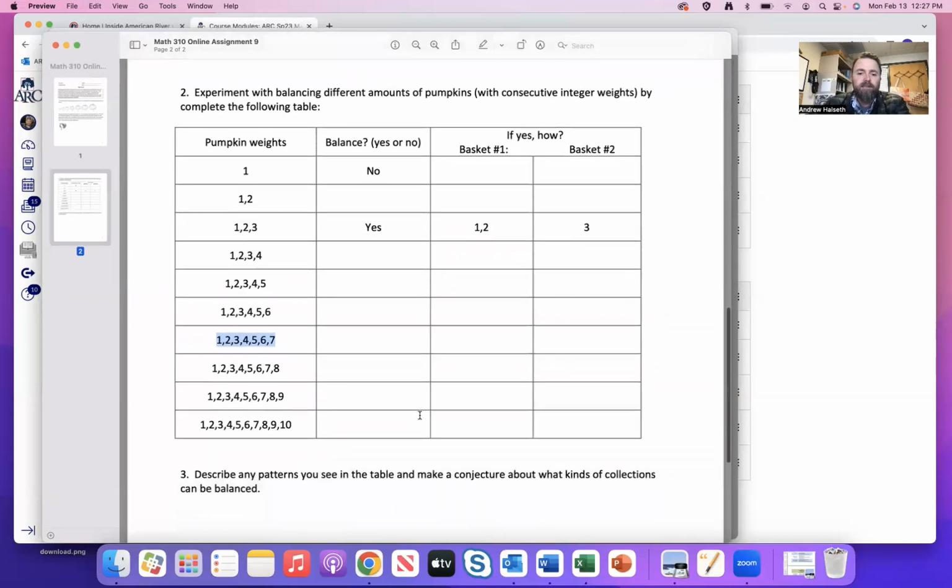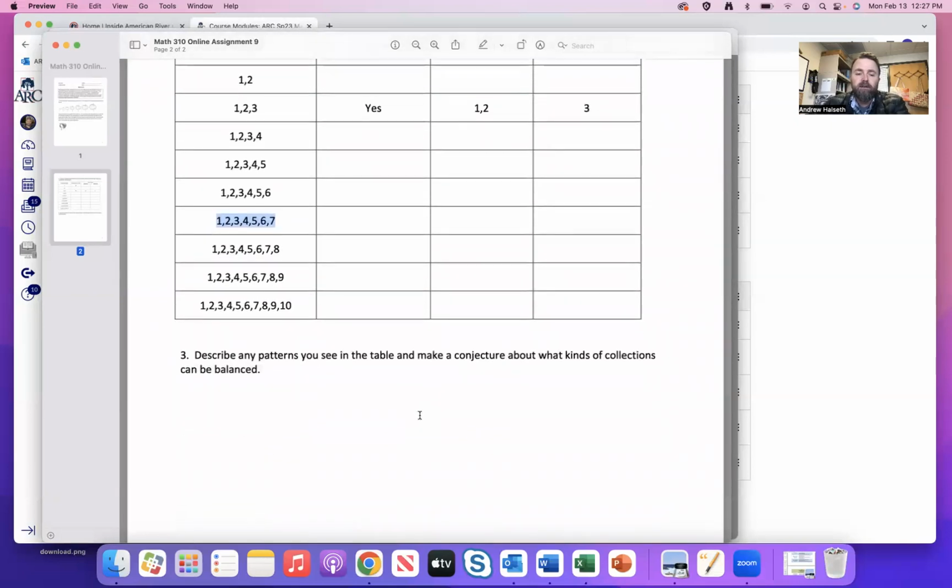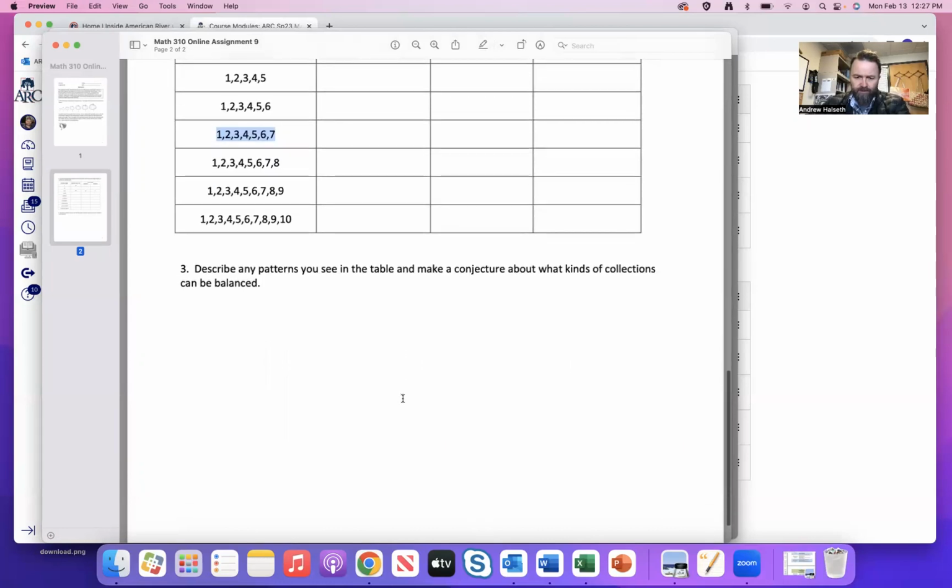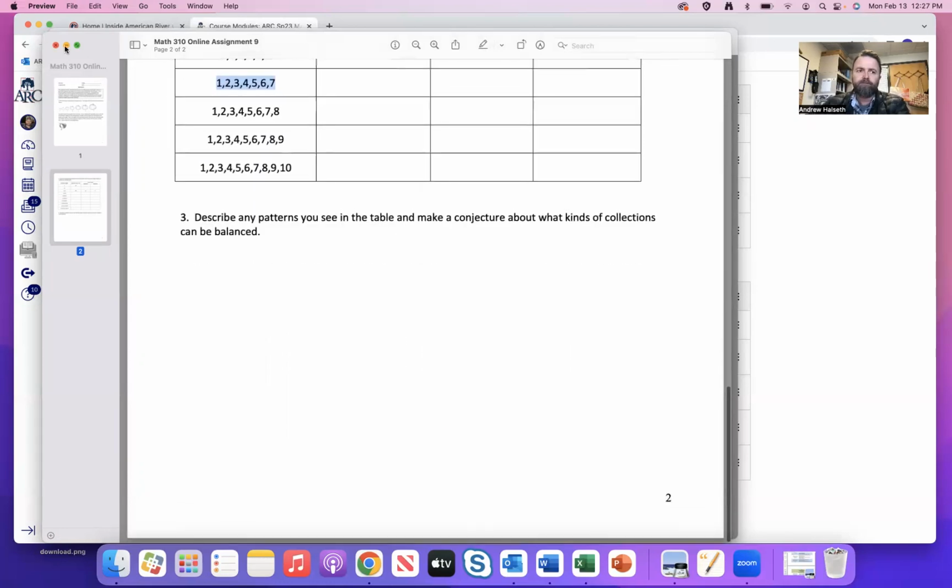Okay, so fill out that table and then any patterns, right? Describe any patterns you see and then make a conjecture about what kinds of collections can be balanced. Are there any patterns that you see, like if you have consecutive integers, you know that last number is blank. Just by looking at that last number, I know whether it can be balanced or not. Is there any pattern you see? Can you come up with that conjecture? Try that, okay? And then that will be the end of that assignment.